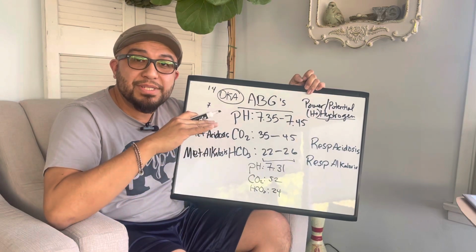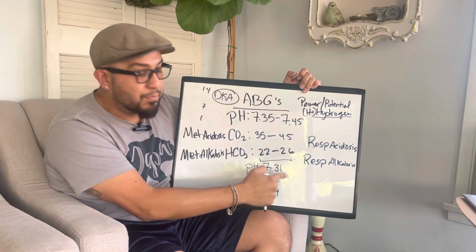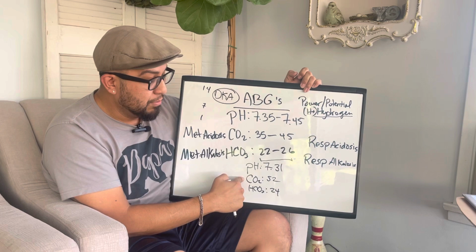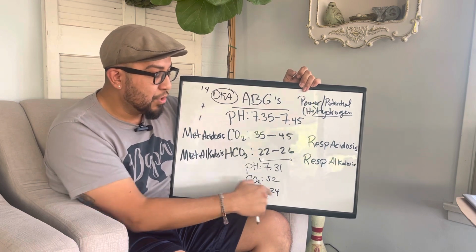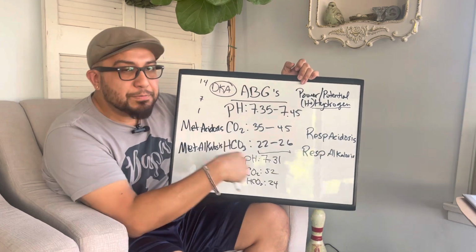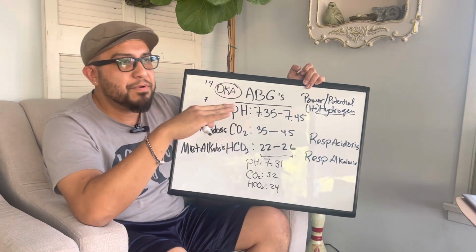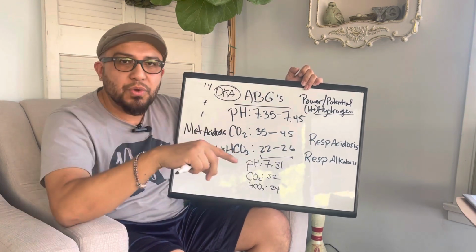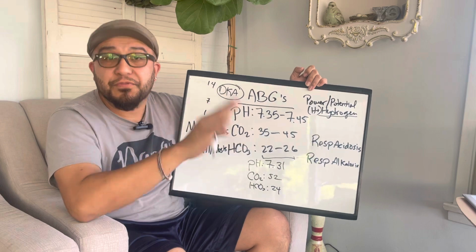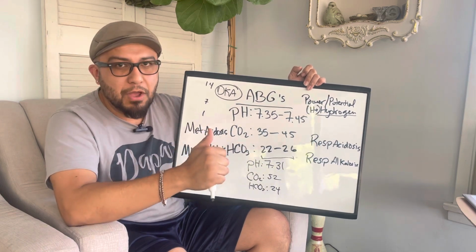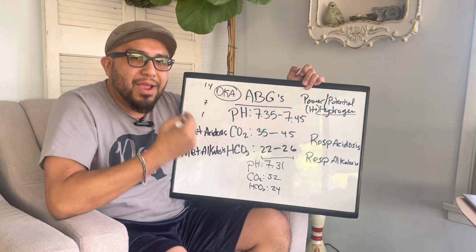So let's do a little sample problem. Let's say your pH is 7.31, your CO2 is 52, and your HCO3 is 24. In this particular case, I know a lot of teachers use different mechanisms. They use the tic-tac-toe, they use the ROME. Those are fine. If they work for you, keep using them, please, by all means. But I like to understand the why and the how.